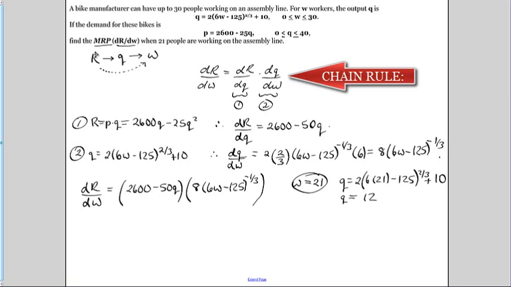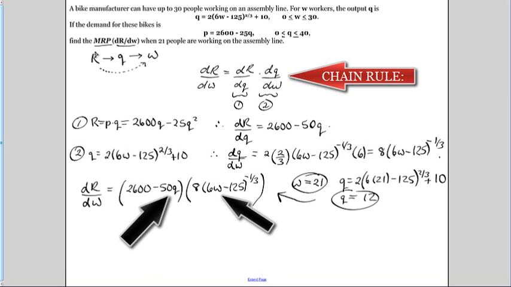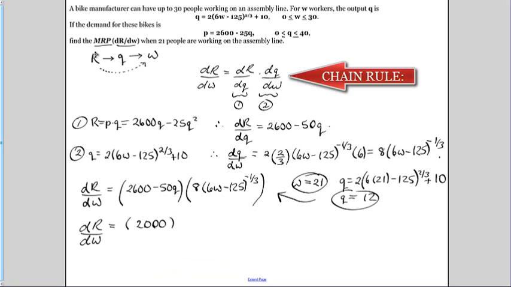So now we need to substitute W equals 21 and Q equals 12 into dR/dW. So I'll let you verify that the first factor simplifies to 2,000 and the second simplifies to 8. So dR/dW equals 16,000. And this completes the exercise.